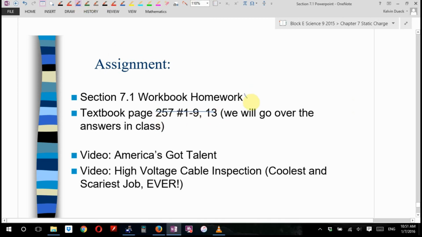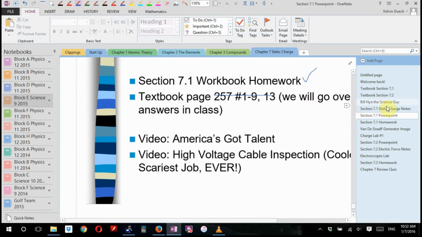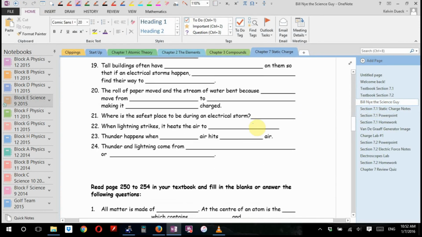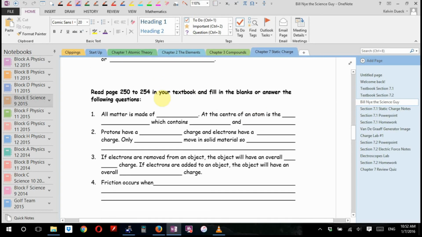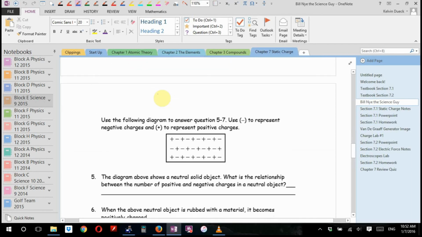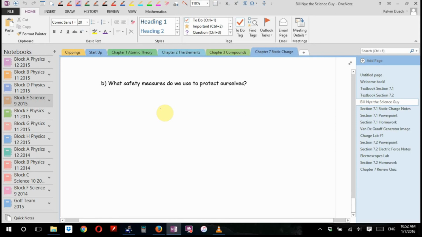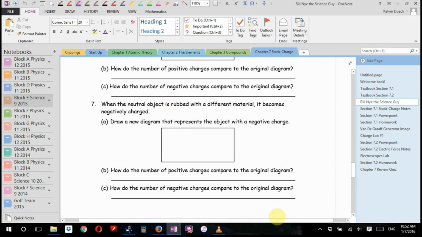I gave you this, and the other thing that you can now do is remember the Bill Nye video handout that we worked on before Christmas? At the end of that handout, and if you don't have a copy of it, I'll find it for you, there were these questions here. You can answer those. They're from page 250 to 254 in your textbook. See if you can fill those in, and I will go over the answers to those questions next class, which is going to be tomorrow. Okay. Let me pause the video for a second.